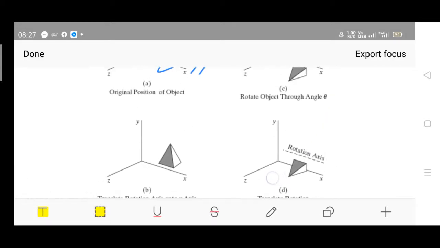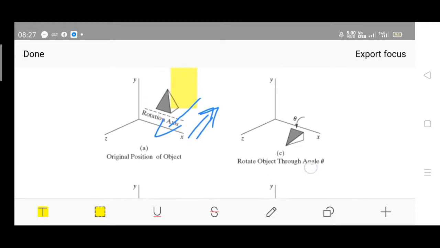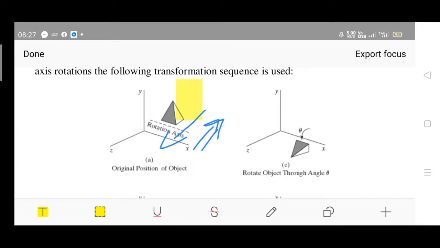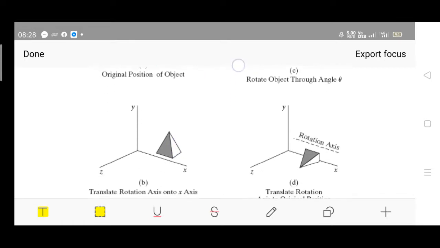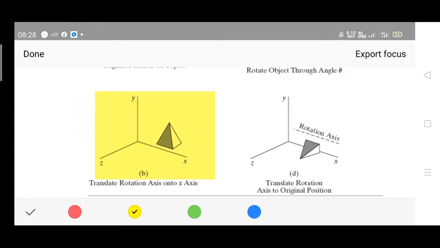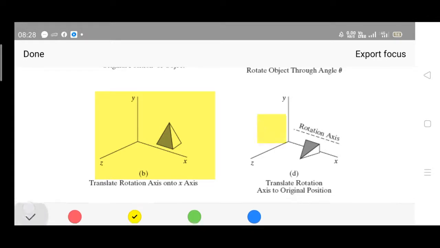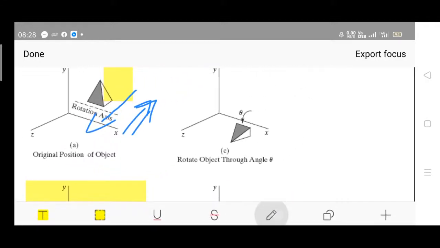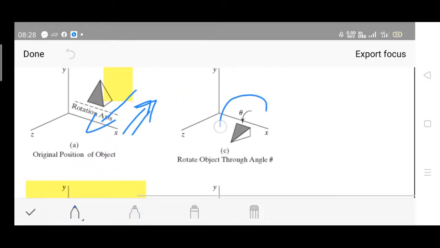So this is the sequence of diagrams you can find. Diagram A is the original position of the object, and in diagram B we have translated it onto the x-axis. Once the translation is done, you are allowed to perform the rotation on top of the particular axis, any of the axes it can be. So we have kept it on the x-axis. Go for x-axis rotation, you can see diagram C. In diagram C, the rotation angle is theta. From here to here the model is rotated, isn't it?